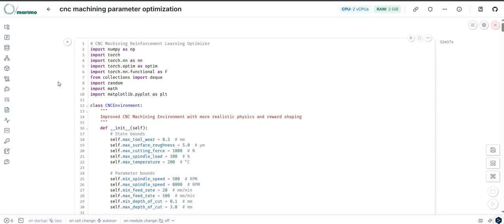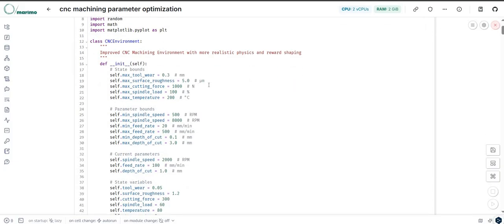So let's begin. And here you can see our libraries: torch, numpy, random, math, matplotlib, collections, etc. And look at here, we are defining a CNC environment that will act like our virtual machining system.